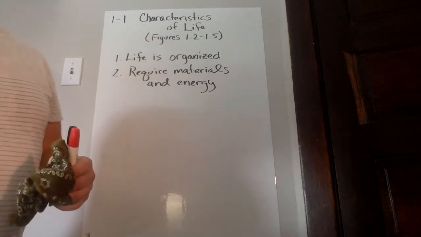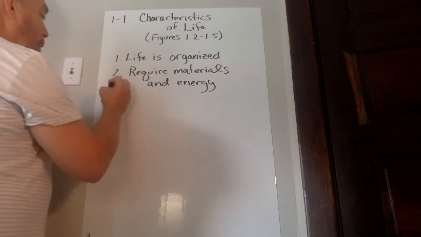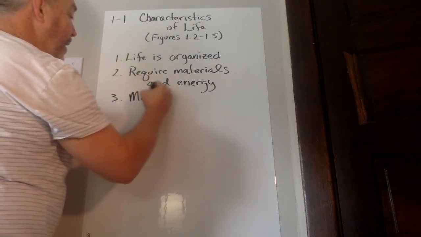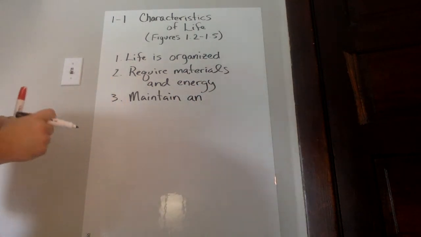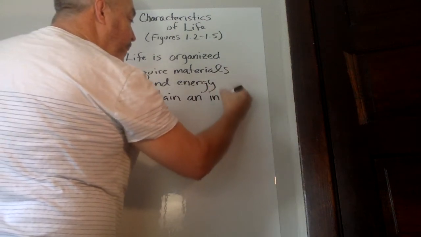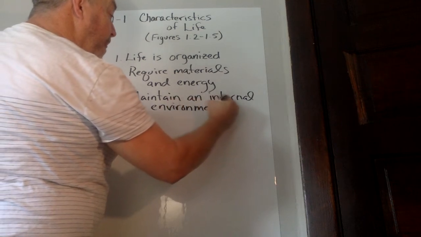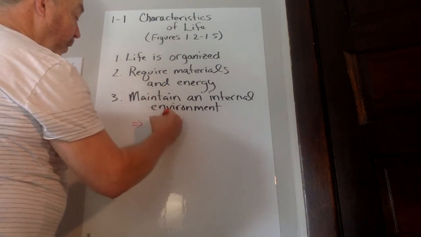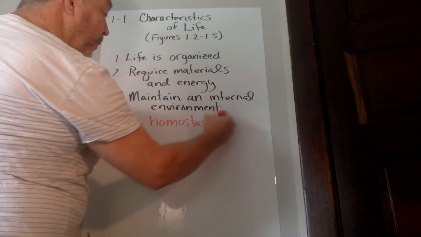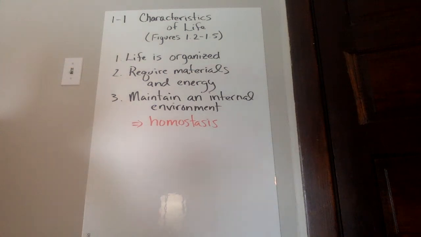If you turn the page now, you'll see that the next subsection says organisms maintain an internal environment. There's a very important word in this section. This is the word homeostasis. And homeostasis means that you have a very stable internal environment.